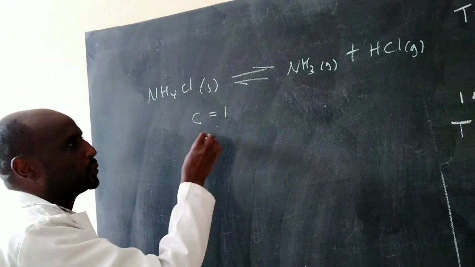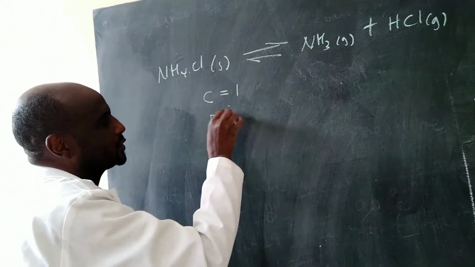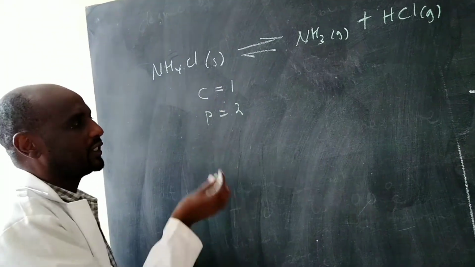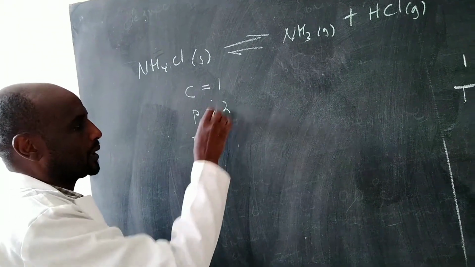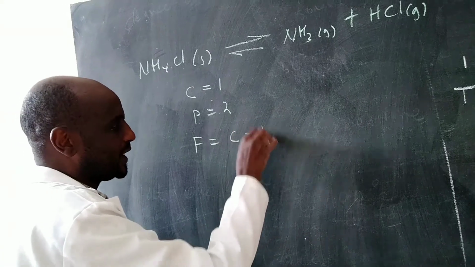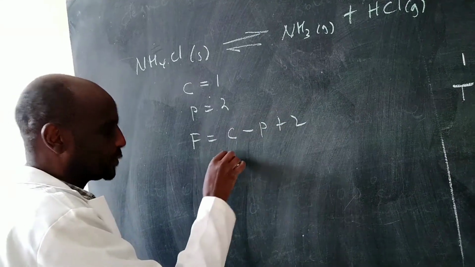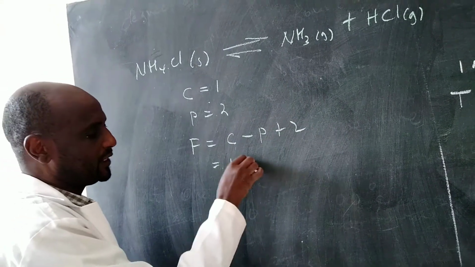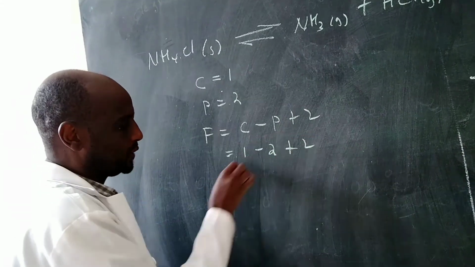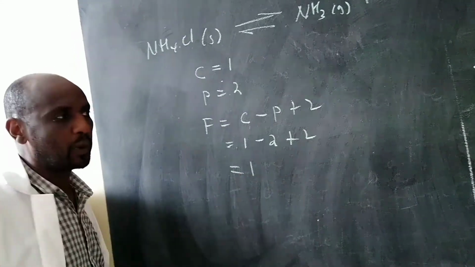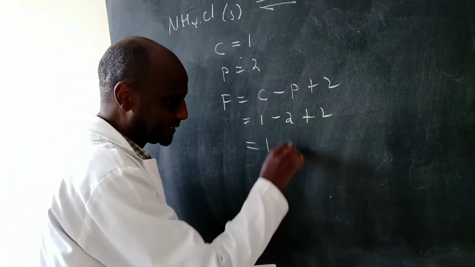Now the component is 1, the phase is 2. Now the degree of freedom is equal to component minus phase plus 2. Now the component is 1, the phase is 2, plus 2. Now the degree of freedom is 1. That means monovariant.